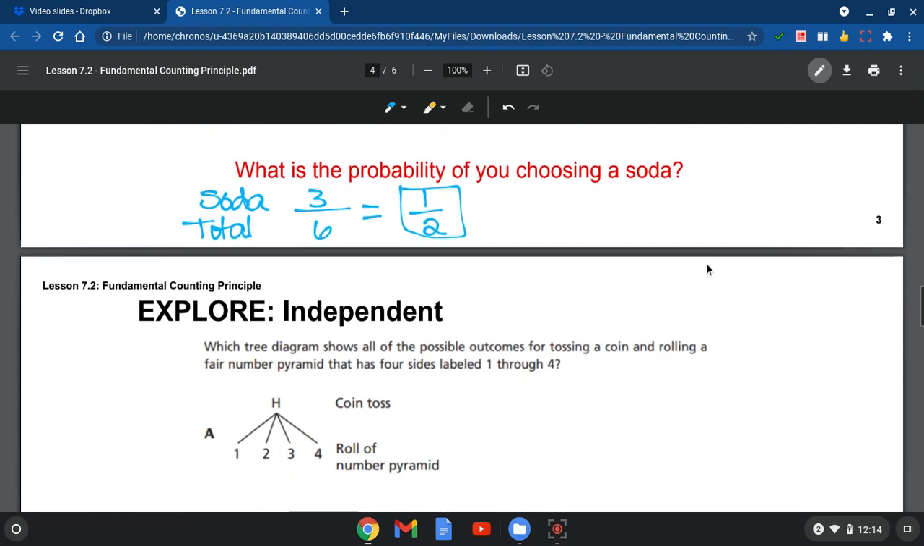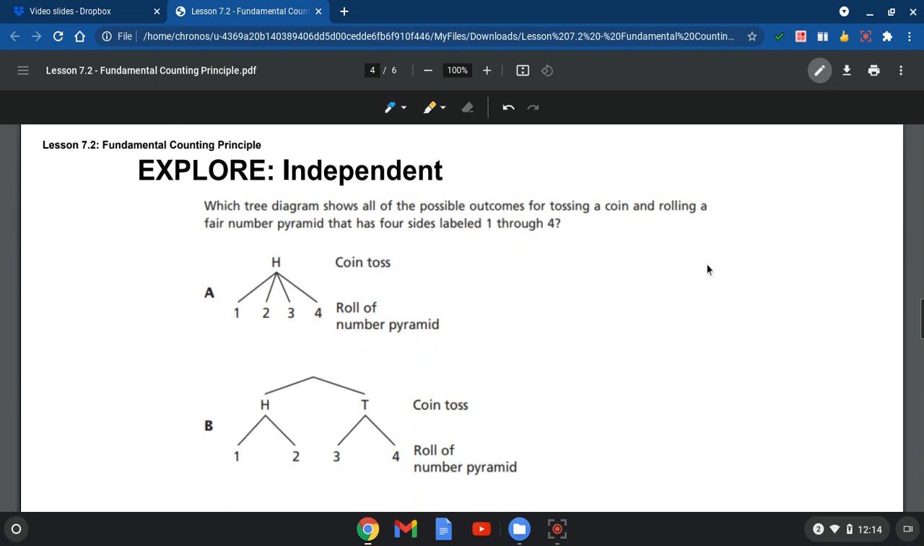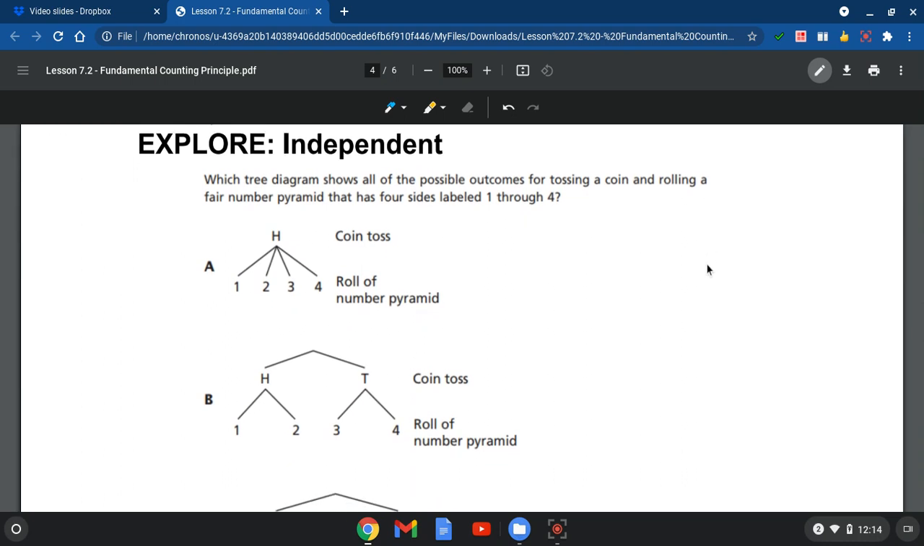Let's look at the following example. Which tree diagram shows all of the possibilities for tossing a coin and rolling a fair number pyramid that has 4 sides labeled 1 through 4? They say fair because each side, 1 through 4, is equally likely to occur. Therefore, let's take a look at our choices.